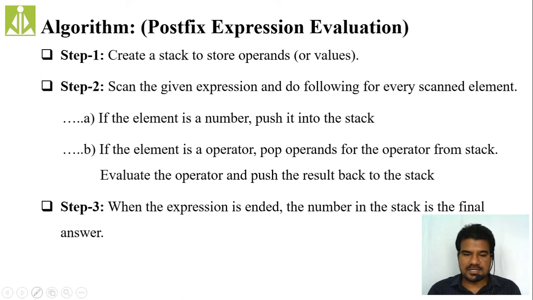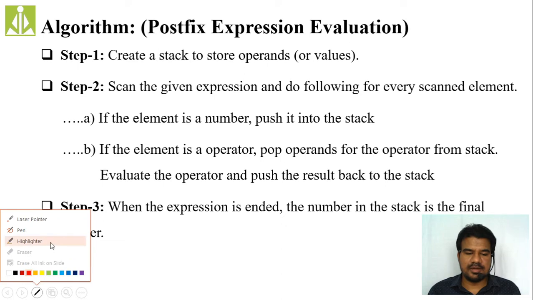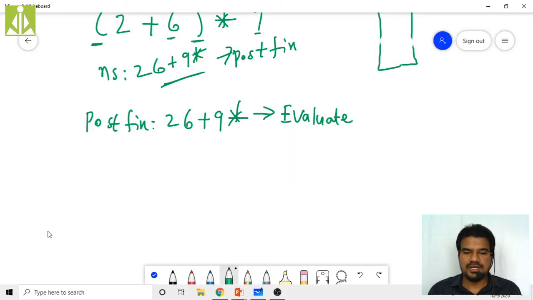Take one stack. Create a stack to store the operands, that is nothing but your numerical values. So I'm creating one stack, something like this. This is my stack, and in this I'm going to store the operands. So my first operand is 2.